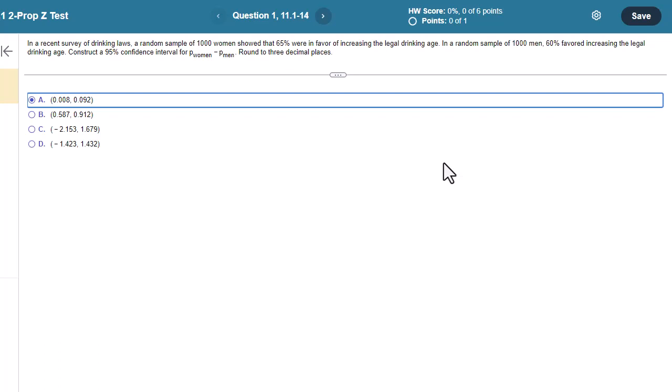Now again, let's think about what this means. We're 95% confident that the difference of proportions is between 0.8% and 9.2%. That women favor raising the drinking law is by that much more than men do. And since 0 is not in the interval, we would say that this is statistically significant. It doesn't ask this here, but other ones might.